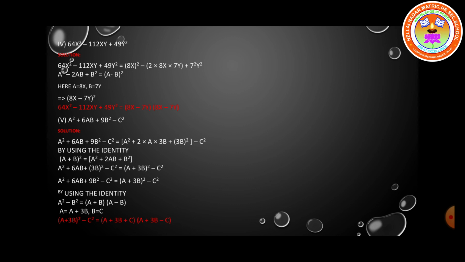Next one, a square plus 6ab plus 9b square minus c square. We are using the identity (a plus b) the whole square is equal to a square plus 2ab plus b square. So a square plus 6ab plus 9b square minus c square is equal to (a plus 3b) the whole square minus c square. Again using the identity a square minus b square is equal to (a plus b) into (a minus b), that is (a plus 3b plus c) into (a plus 3b minus c). Can you all understand?